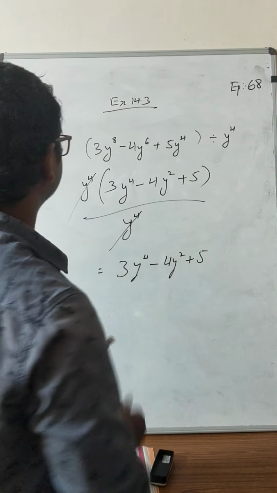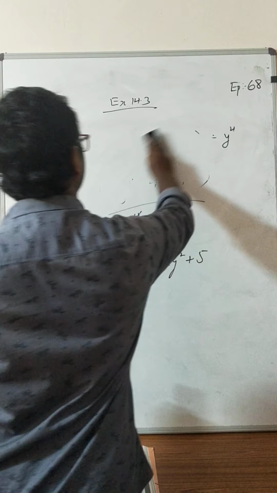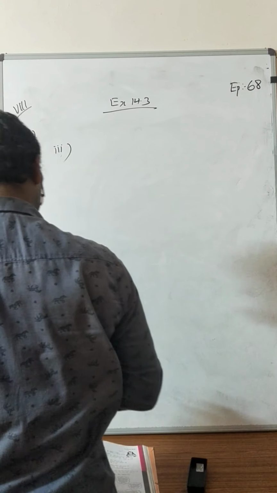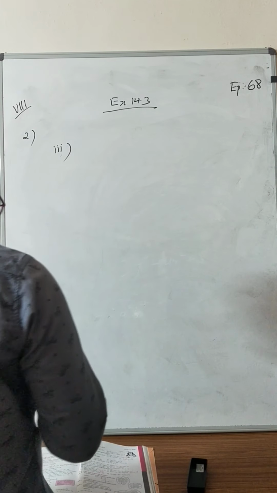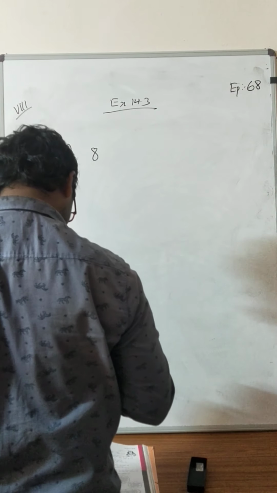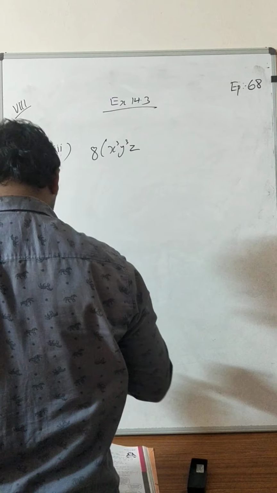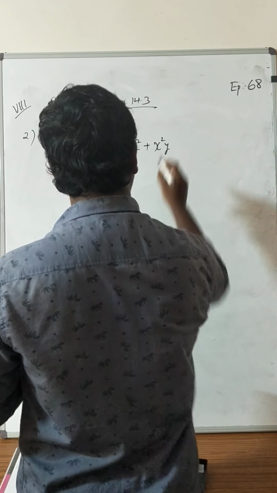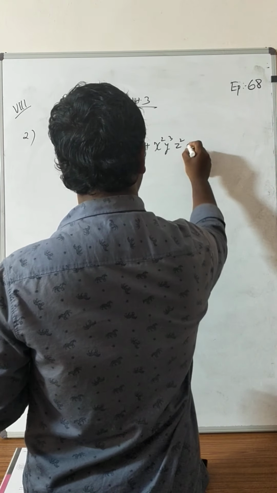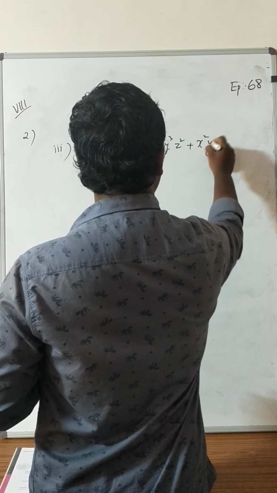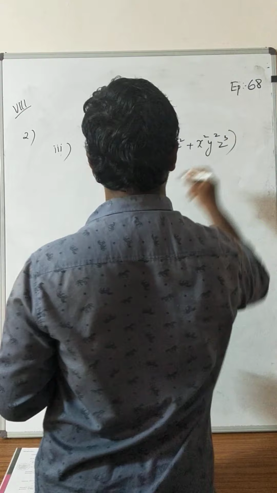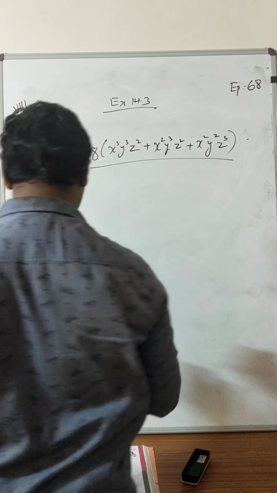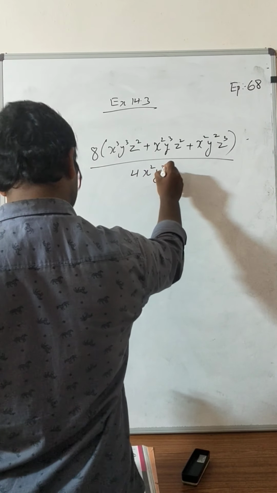Now look at the third question. Eight x cube y cube z square plus x square y cube z square plus x square y square z cube. This entire term has to be divided with 4 x square y square z square.